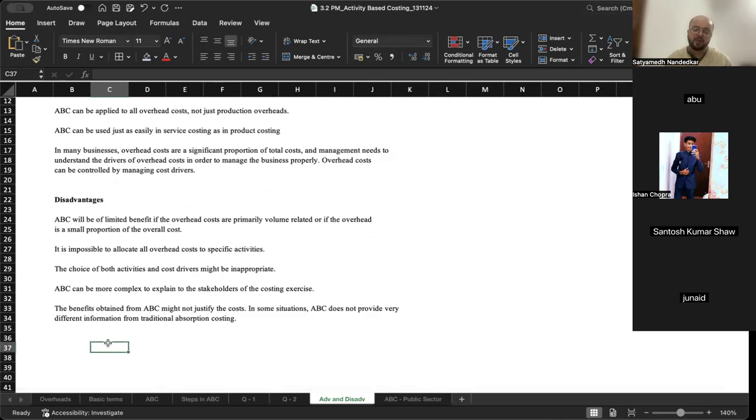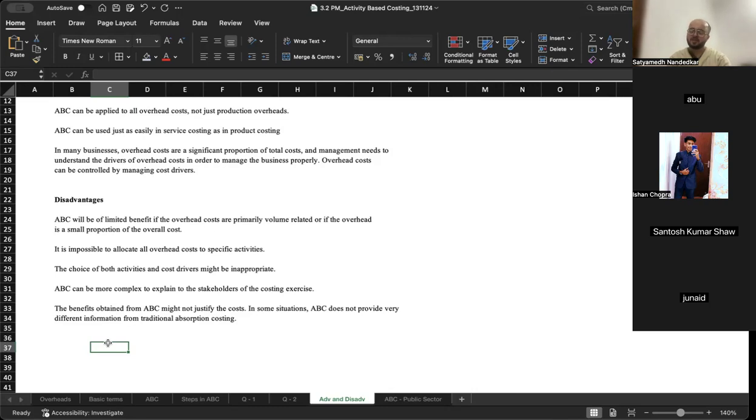ABC will be of limited benefit if the overhead costs are primarily volume related, or if the overhead is a small proportion of the overall cost. See, if the overhead is a major component in the total cost structure, then the accuracy of that overhead matters more. If the overhead cost is only 5% of the total cost, then even if the calculation is not that accurate, it is still okay.